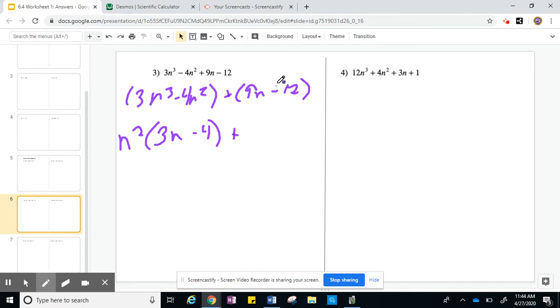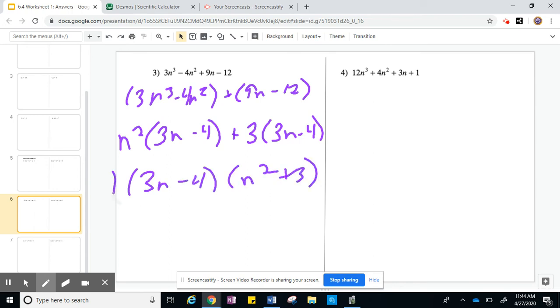Then the second set, for our coefficients, we have 9 and 12. So I can factor out a 3, and then we're left with 3n minus 4. All right, so then we have 3n minus 4 times n squared plus 3.